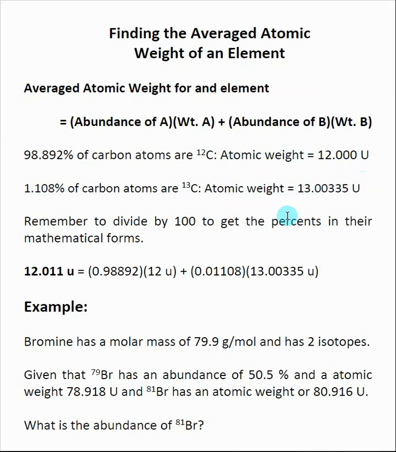The idea is now when I have many carbon atoms, what is going to be the average atomic weight for them? So we use this relative abundance calculation.